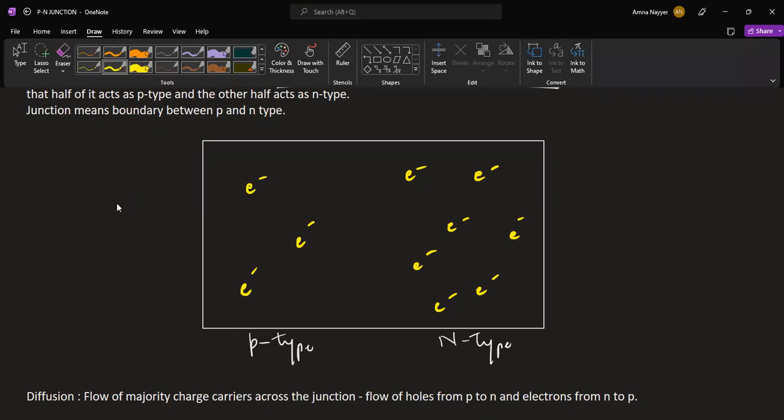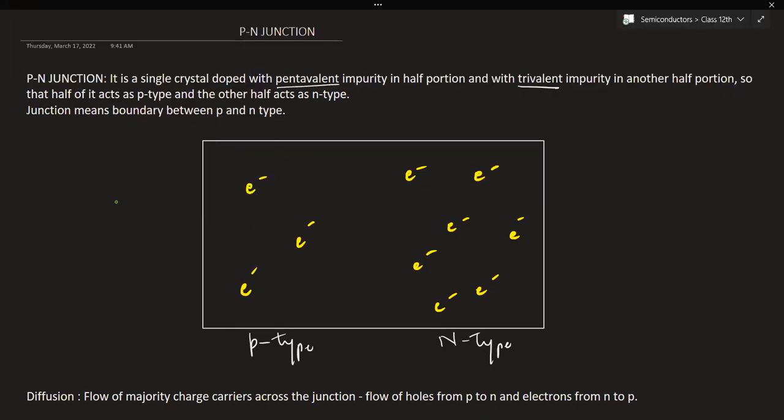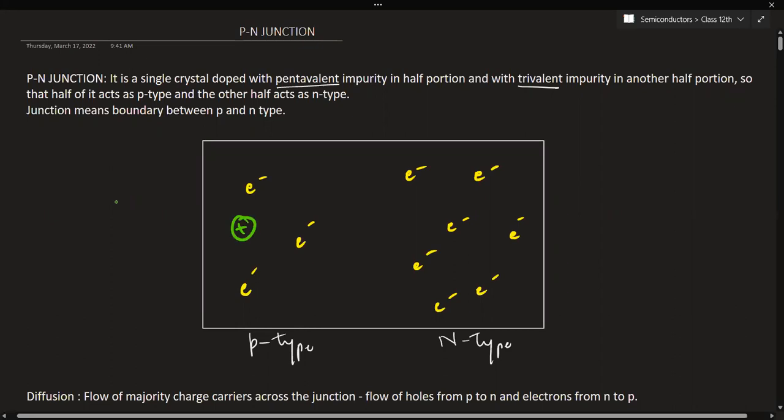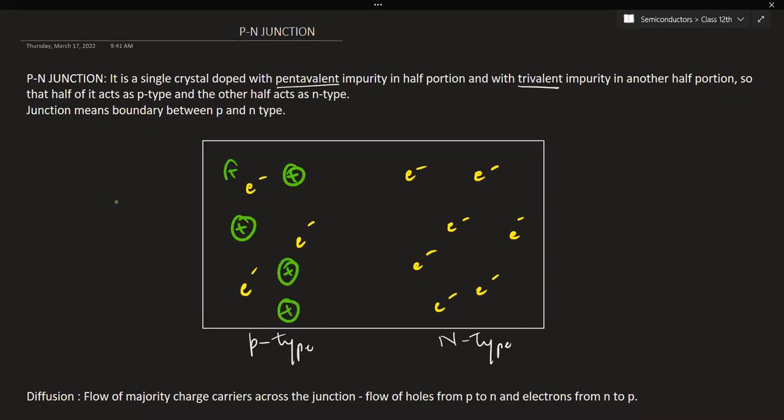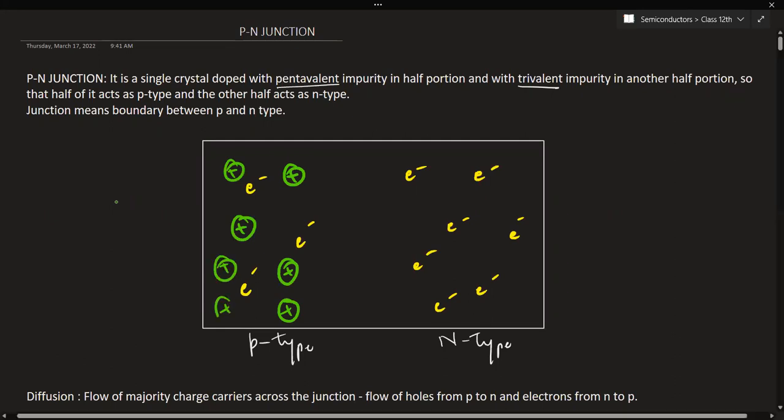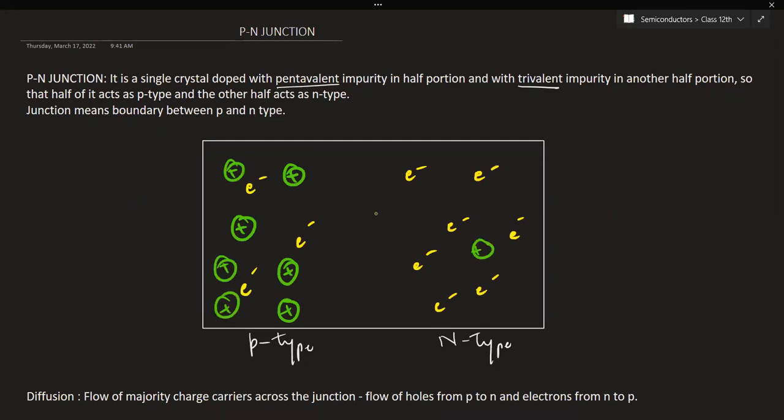And the opposite will happen when you take it for holes. Holes will be in majority in P type. While in the N type, these are in minority, very few you will be able to observe. So understand one more thing, class. See, junction means the boundary between P and N type that I have written.